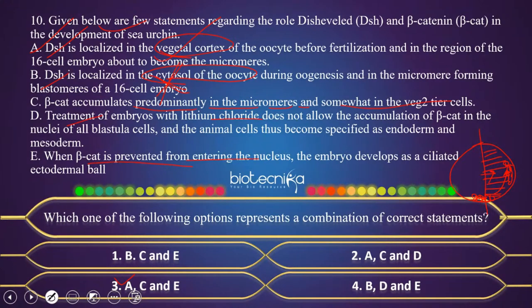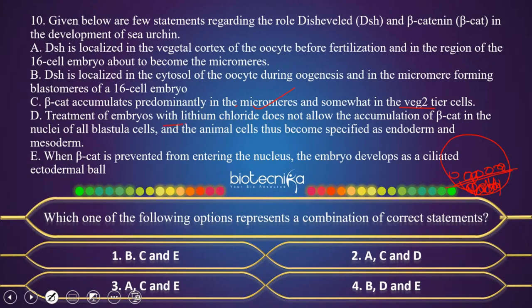Beta-catenin accumulates predominantly in micromeres. So Disheveled will be present over here in micromeres. That is why beta-catenin will also be present in these micromeres. This is responsible for the development of the vegetal pole cells. So beta-catenin accumulates in the micromeres and to some extent in the top tier, that is vegetal cells.